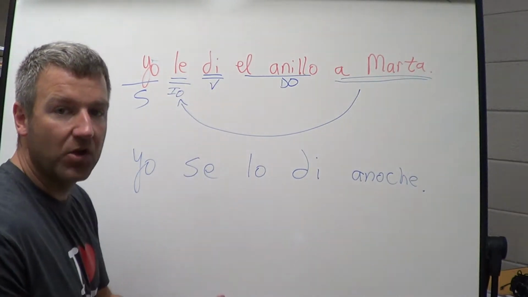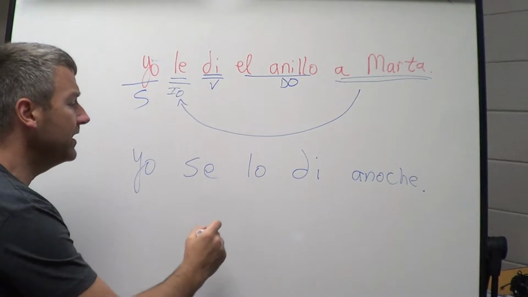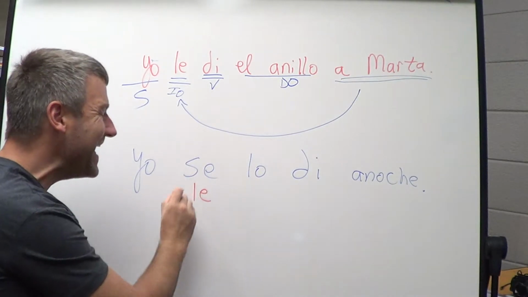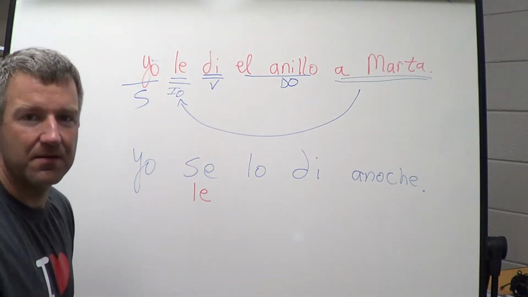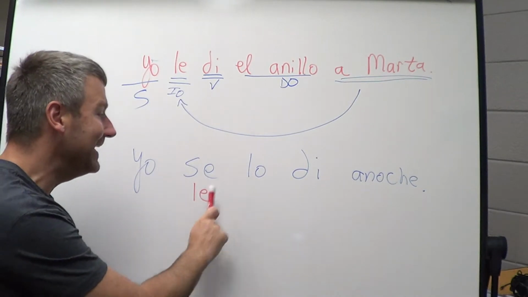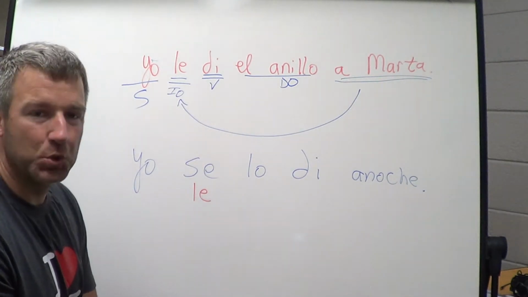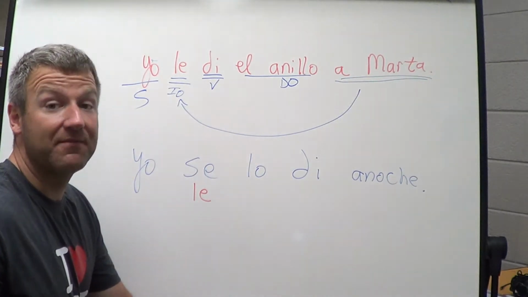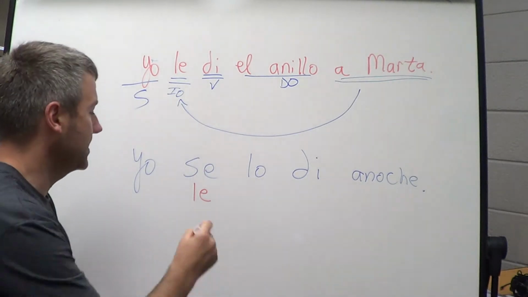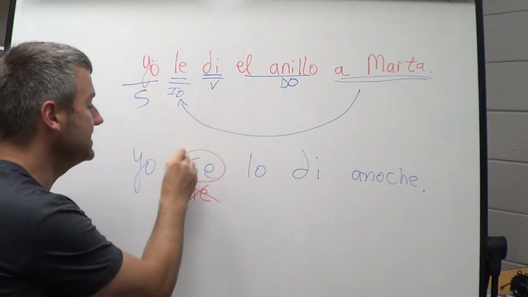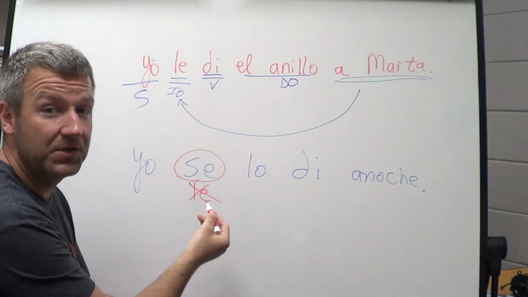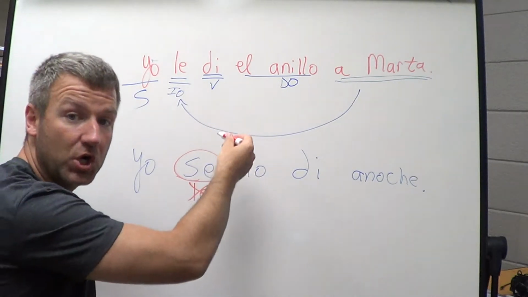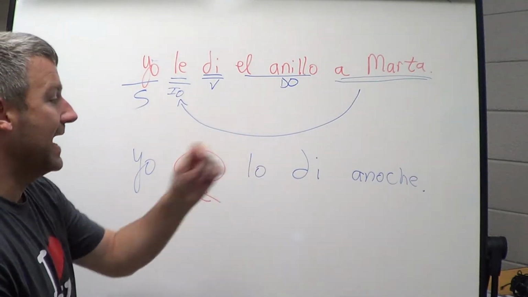If you remember in class the other week, I mentioned that whenever you have indirect and direct objects together, you cannot have two L object words side by side. So you can't say yo le lo di anoche. You can't have le lo. Anytime two L words come side by side, you have to change the first one to se. Alright? So that's where we have this se from. And that se, who is that referring to? I gave it to, it's referring back to Martha or to her. So yo se lo di anoche.